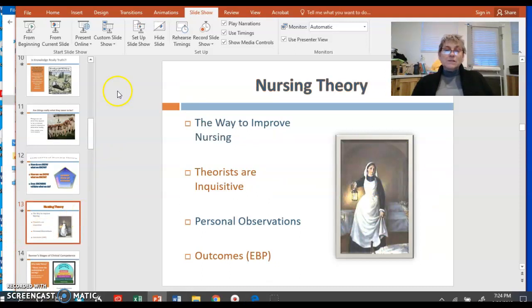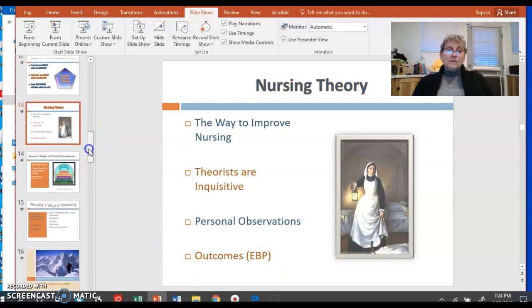So here, nursing theory, just so y'all know, is a way to improve nursing. Theorists are inquisitive, and they use personal observations to determine what they think outcomes should be. And of course, we know Florence Nightingale was one of our first nurse scientists.